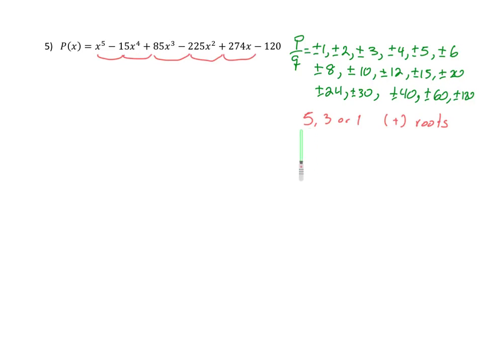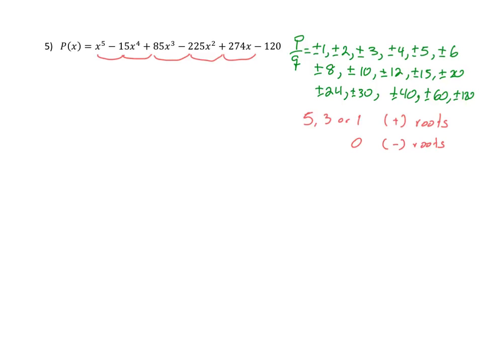Because that first one is the same as the index, I should have 0 negative roots. If you want to check it, you can find what P of negative x is, and you're going to see that you're not going to have any changes in sign. So from all that list of possible zeros, I'm just using the positive ones, because there's not going to be any negative zeros.